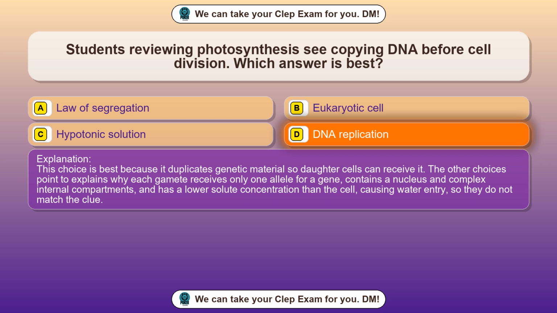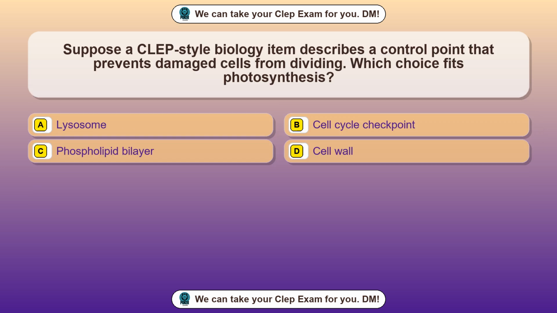Question 98. Suppose a CLEP-style biology item describes a control point that prevents damaged cells from dividing. Which choice fits photosynthesis? Option A, lysosome. Option B, cell cycle checkpoint. Option C, phospholipid bilayer. Option D, cell wall. The correct answer is option B, cell cycle checkpoint.